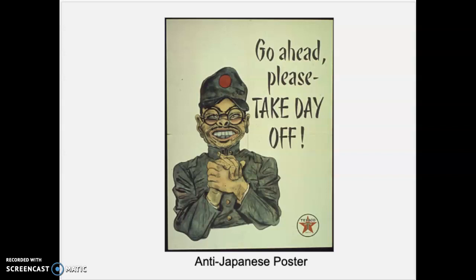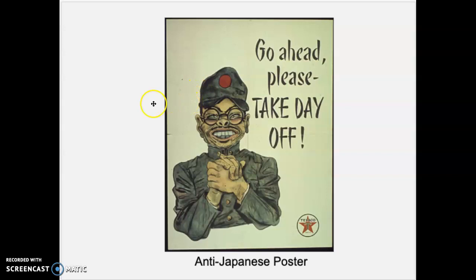This is a Texaco advertisement, which was an old gas company. It says, "Go ahead, please take a day off." Now it's in poor grammar, in this kind of orientalized style, which is a way to say othering through exoticizing things from outside the West. It's actually a philosophical movement to look at that and examine it. But also it's using this kind of font and everything. It's a racist depiction of him. He's got racist facial features and whatnot.